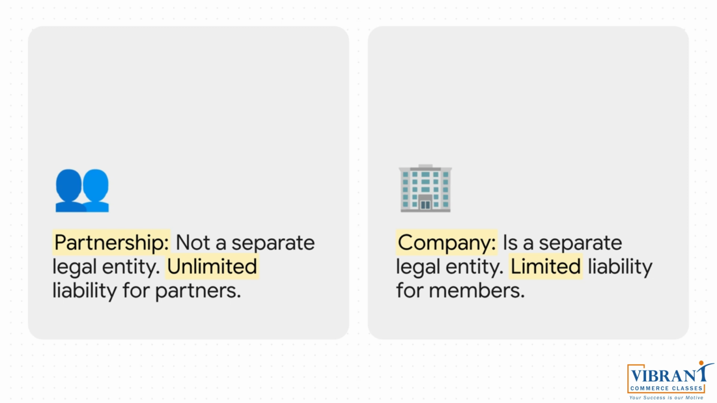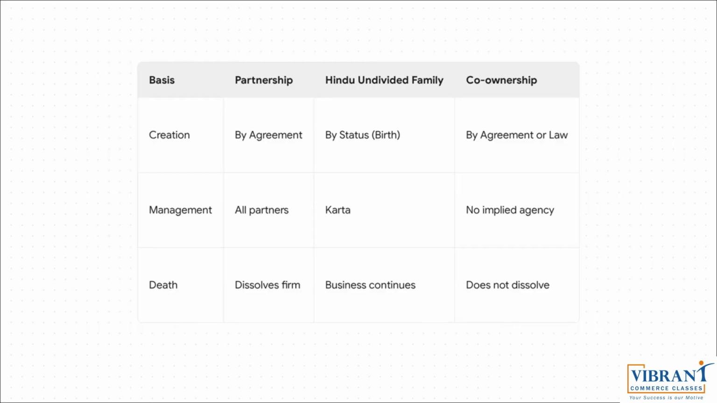That's a game-changing difference. Now, this table is your perfect quick revision tool. Just look at the creation row. A partnership is born from an agreement, a contract. A Hindu undivided family, or HUF, on the other hand, is created by status, basically by birth. That single fact changes everything that follows, from who's in charge to what happens when someone dies.